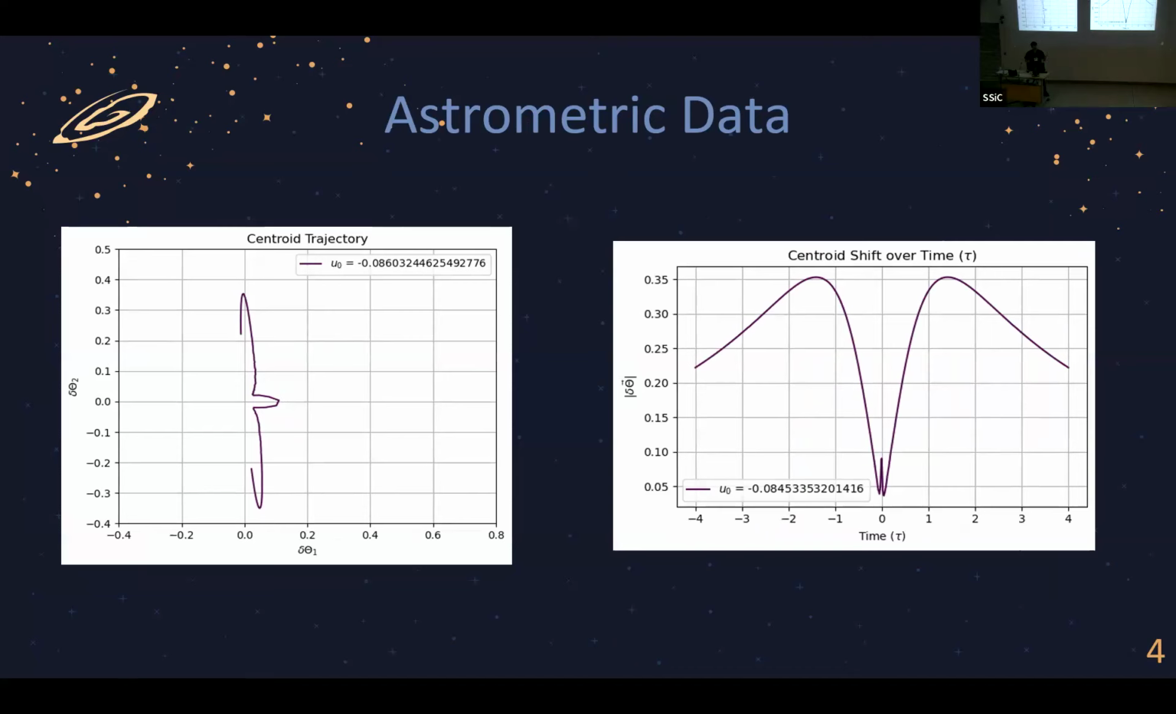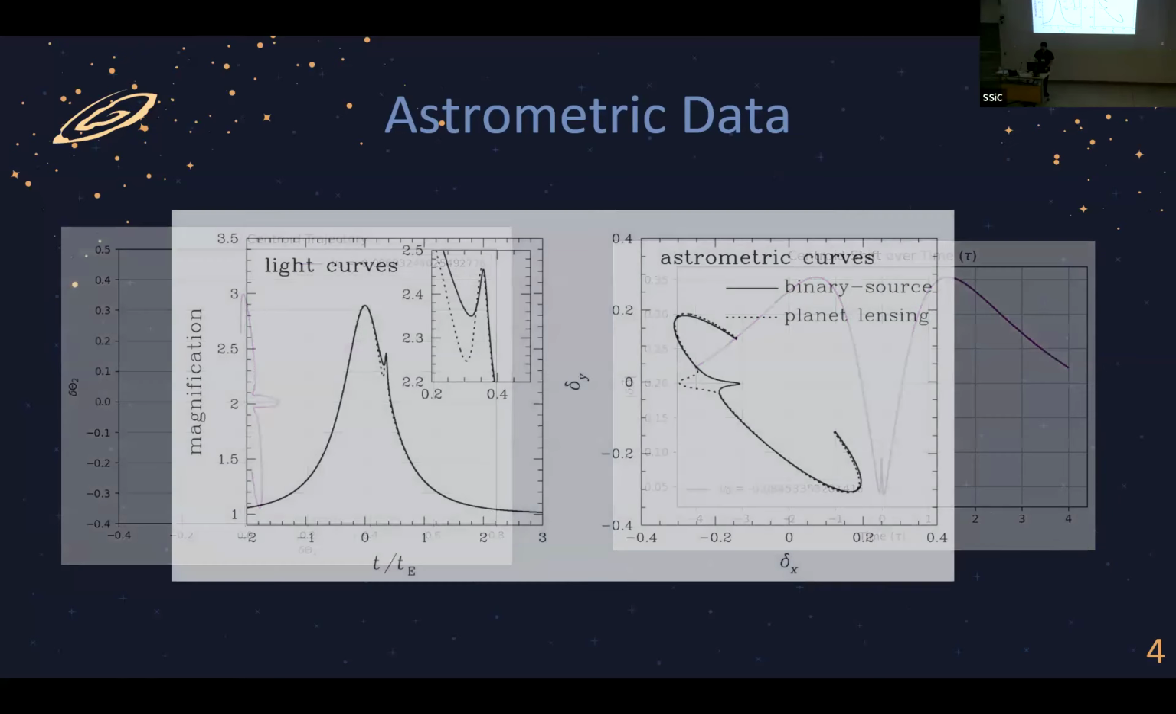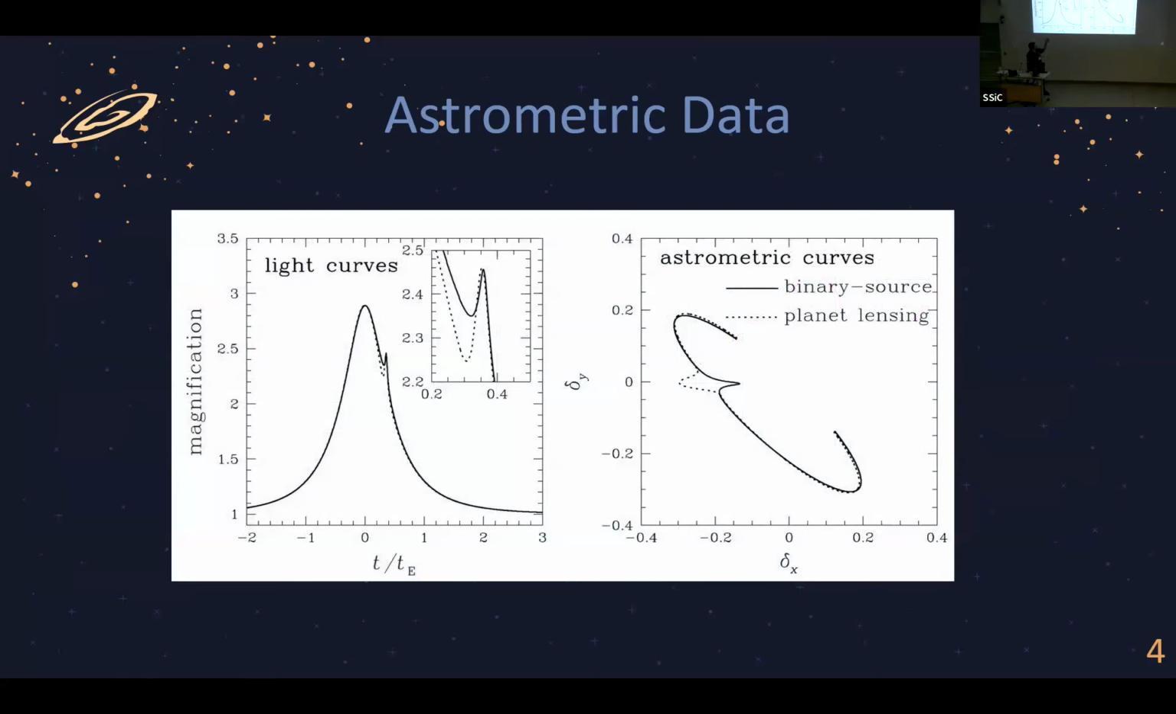But to make this effect clearer, we can project it into one dimension and see how much wobble there is over time. And one of the degeneracies that I was talking about is that when we look at the light curve of a binary source or a binary lens, they look pretty similar. But when we look at the astrometric data, we can see that the wobble points differently. For a binary source, it points inwards, and for a binary lens, it points outwards. So this is to showcase how strong astrometric data can give us a lot more from our lensing event.